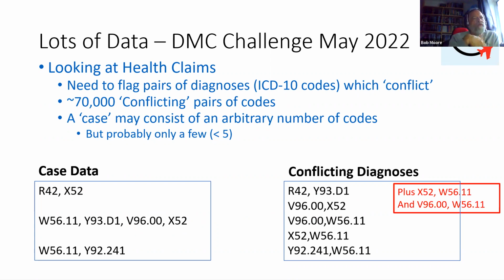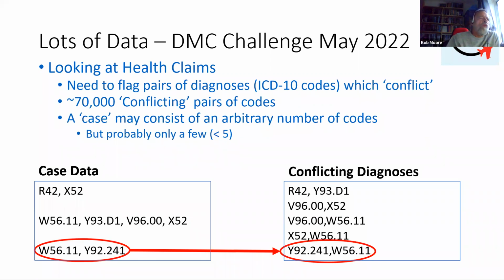And the final case is really just to make the point that when you get the cases, there's no reason to assume that the diagnoses are in a particular order. And certainly, in terms of the list of conflicting pairs, the conflicting pair codes aren't in any particular order.